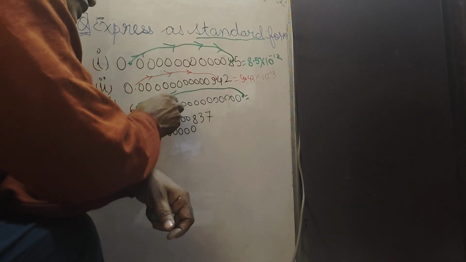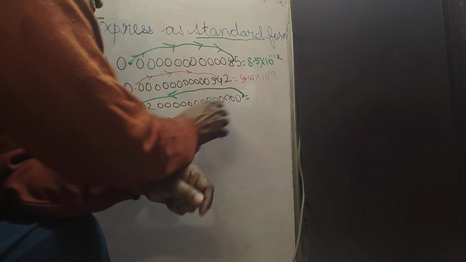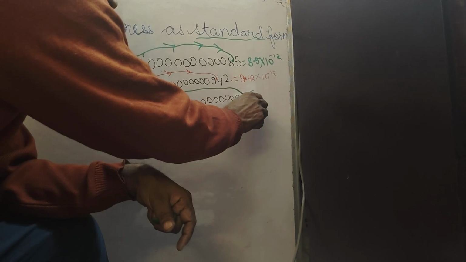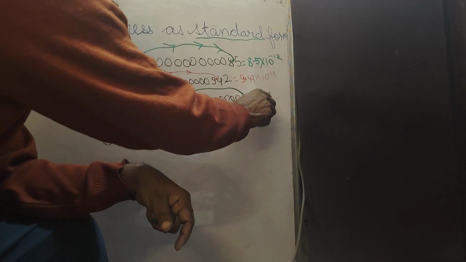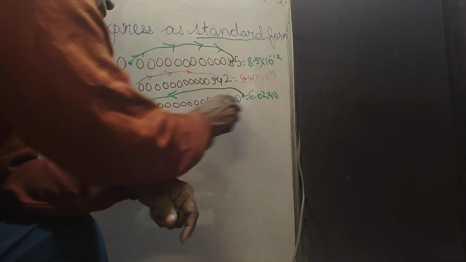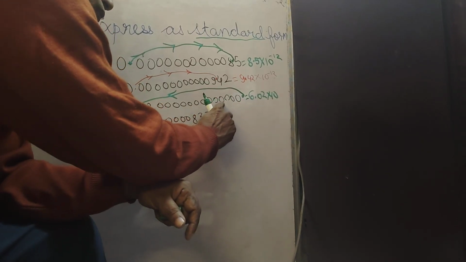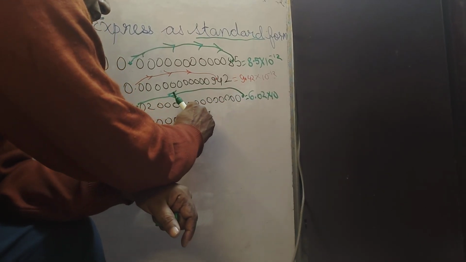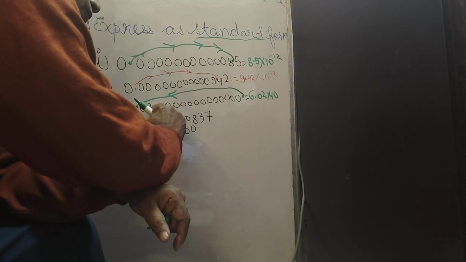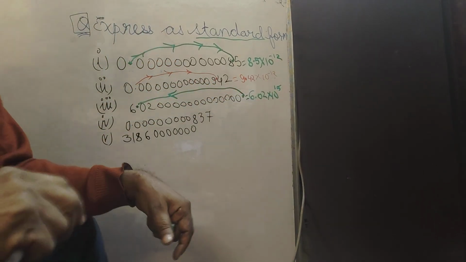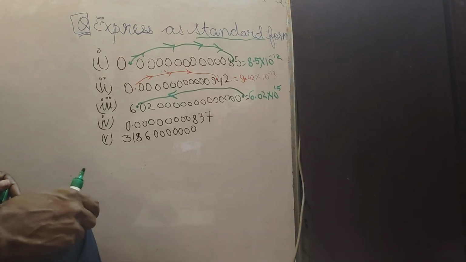So how many digits do we shift toward the left side? Now first we write 6.02, and in the multiply we write 10 raised to the power. How many digits are we shifting the decimal? So 1, 2, 3, 4, 5, 6, 7, 8, 9, 10, 11, 12, 13, 14, 15. So we write 10 raised to the power plus 15. This is the standard form.